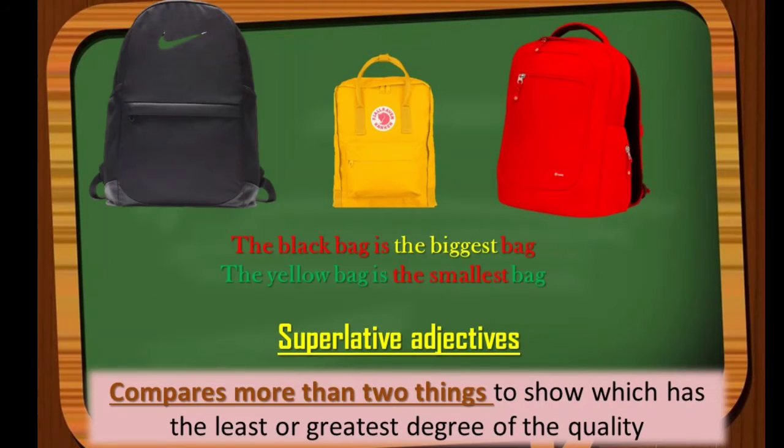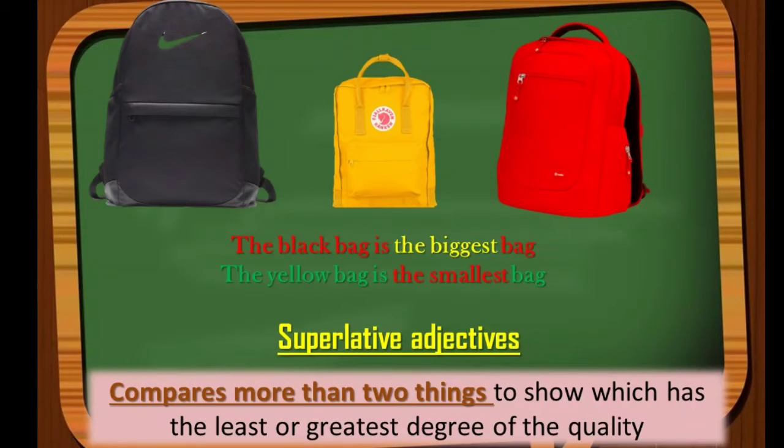Let's take a look at the pictures below. There are pictures of bags. There is the black one, the yellow one, and the red one. The black bag is the biggest bag. The yellow bag is the smallest bag. So here, the black bag is compared with all of the bags up there, and the yellow bag is also compared with all of the bags up there.